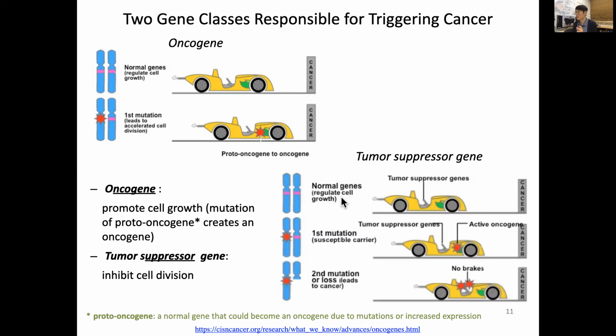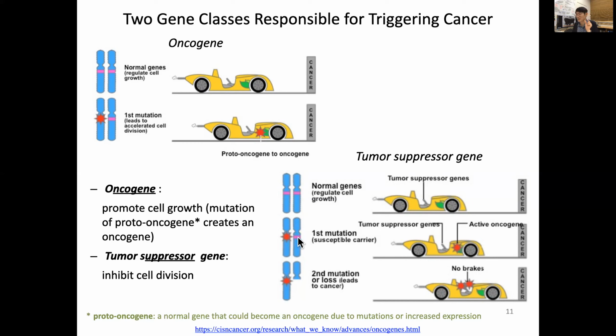In the normal gene, they regulate cell growth with these two alleles, because there is a tumor suppressor gene. Let's assume a first mutation happens to one allele of this tumor suppressor gene. You see this? There's another brake system still working. So with one hit, or first mutation, the car is still okay because it still has a brake.